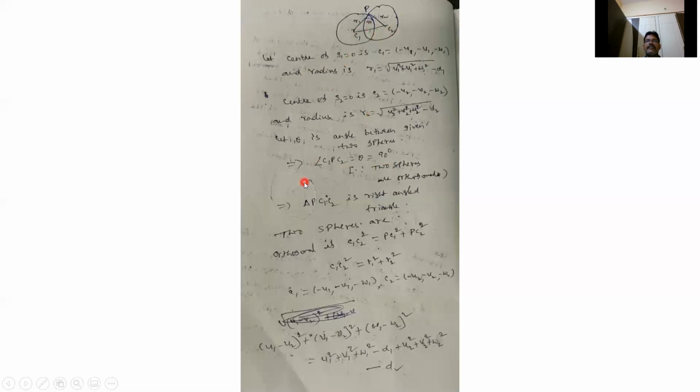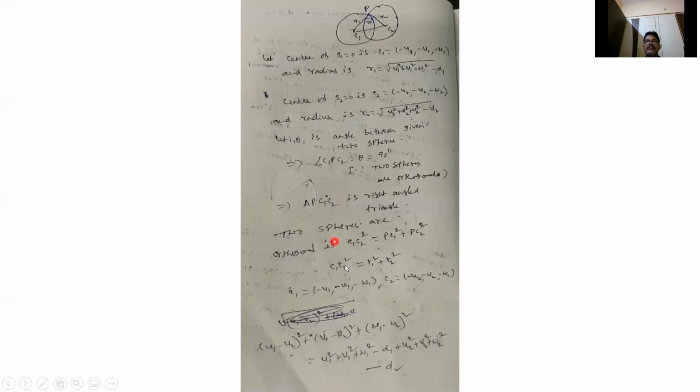So in a right angle triangle, we know that the hypotenuse square equals side square plus side square. So here the hypotenuse is C1C2. So C1C2 square is the hypotenuse square, which equals the sum of the squares of the other two sides. The hypotenuse is the side opposite to the 90 degree angle. So C1C2 square equals PC1 square plus PC2 square.